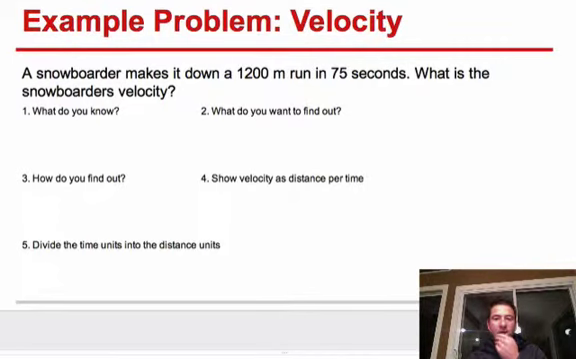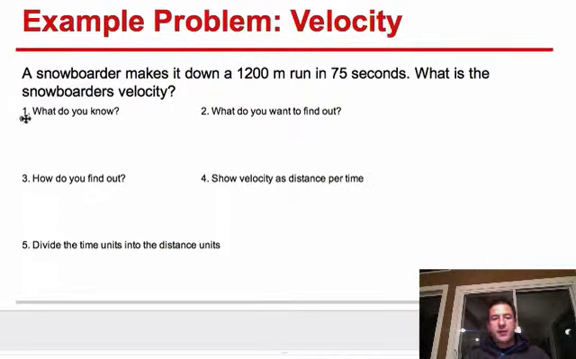Okay, so hopefully you've had time to do that. Let's see if yours matches up with mine. So a snowboarder makes it down a 1,200 meter run in 75 seconds. Okay, so that's a minute and 15 seconds. What is the snowboarder's velocity? So we want to calculate the velocity. So first, what do we know?